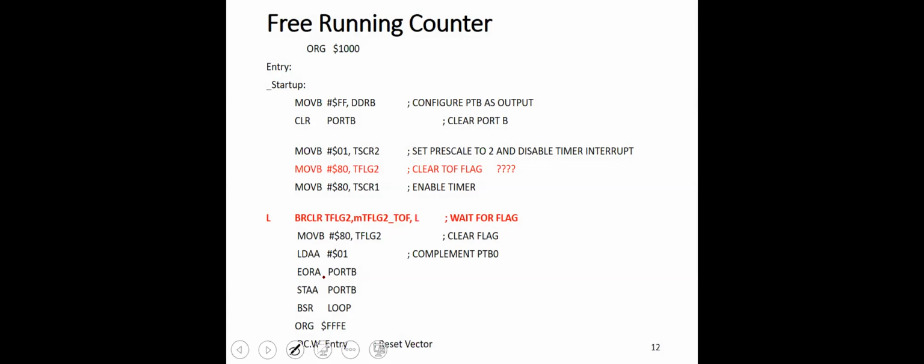Try, as an exercise, to write the C program that is equivalent to this. You write a C program to generate a periodic square wave with 50 hertz frequency on pin 0 from port B.